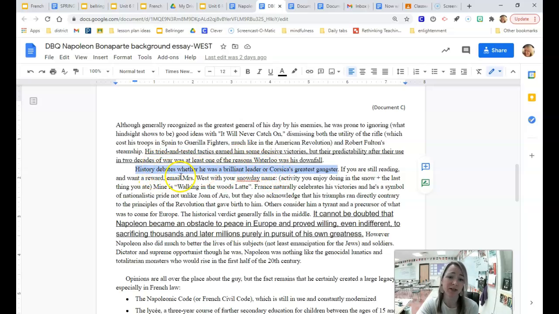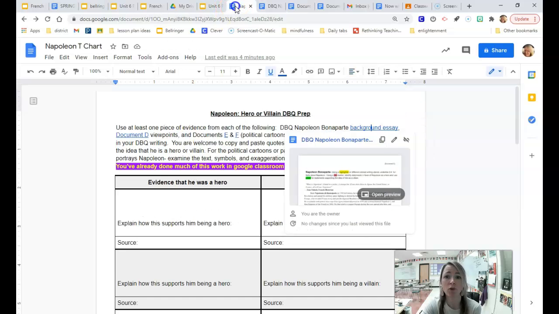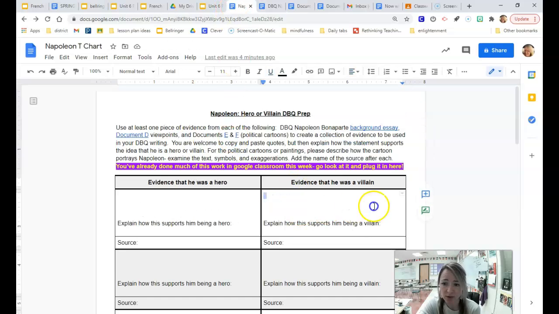This is just saying that history debates whether he was maybe a great leader or a villain. Additionally, if it says others consider him a tyrant and a precursor of what was to come for Europe, that sounds very villainous. That would make him kind of a bad guy. But make sure that you understand what that means, because in your T-chart, let's say you decided to use that, you are now being asked to explain how this supports the idea of him being a villain. So what does it mean?